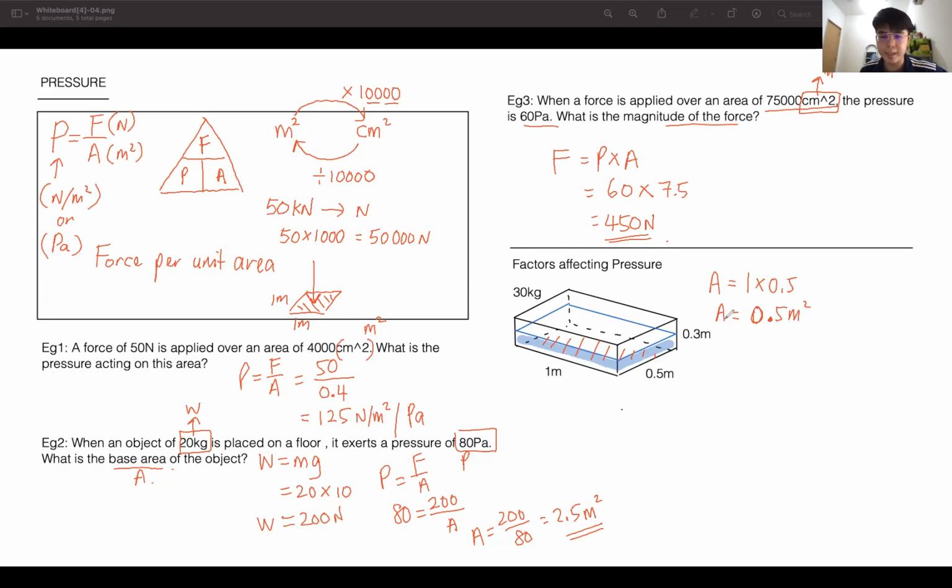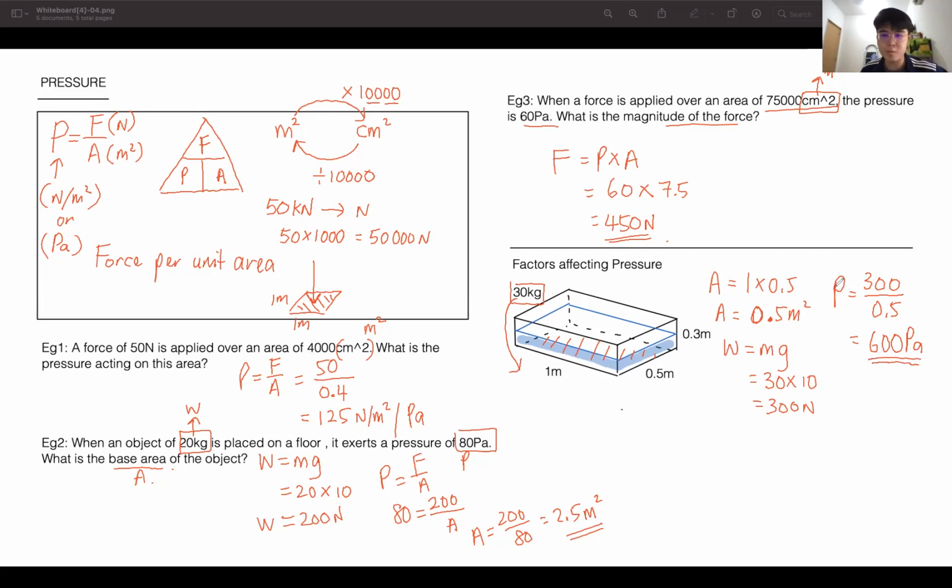Once we get the area, we get the weight. The weight is pressing on the floor. Mass given is 30 kg, so W equals mg, 30 times 10, 300 N of force is pressing. Pressure is 300 divided by 0.5. Okay, so we get 600 Pascal. What does this value tell me?